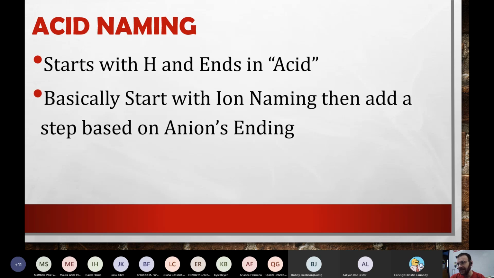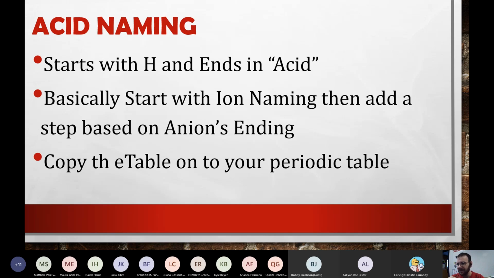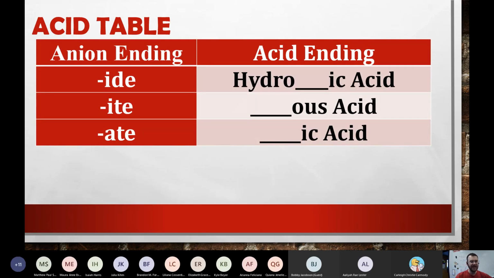You're going to basically do ion naming like normal, and then you're going to add a step based on the anion's ending. You're going to copy this table to your table right now. So acids are very, very similar to ions. You do them all the same way.